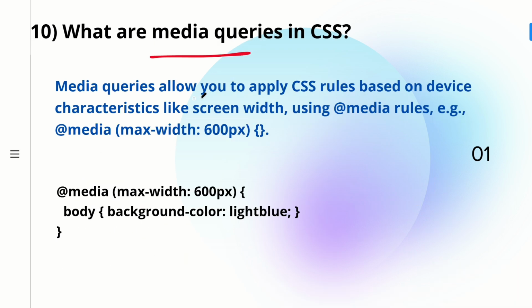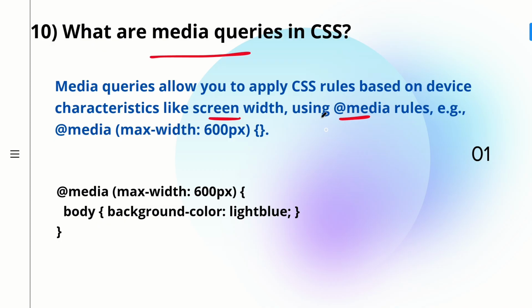So media queries allow you to apply CSS rules based upon device characteristics like screen width using the media rules. So why media queries? Why are they useful? They are useful because we have multiple screens. We have screen width for mobile, for tablet, for laptop, and for our whole PC. So there are different screen sizes. So how do we accommodate all of our elements so that they are clearly visible on every screen, because every screen size is different, right?